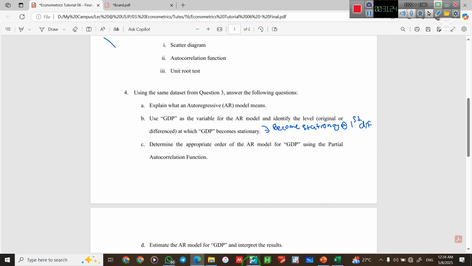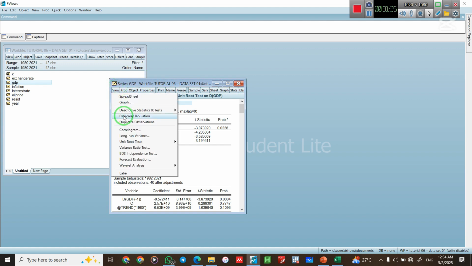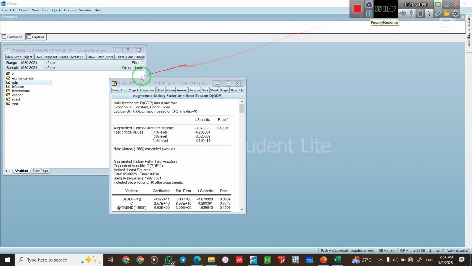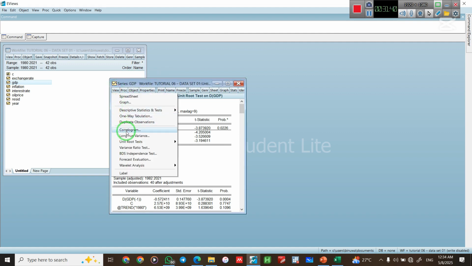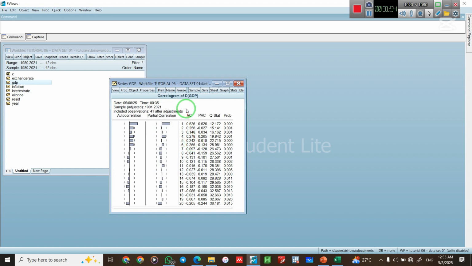To do that I'm going to EViews. Since we have already selected the DGDP variable, I'm going to go to View, then select Correlogram. Since we know that the data becomes stationary at first difference, instead of level data I will select first difference, then press OK. So now you have the autocorrelation function data and the partial autocorrelation function data, right?